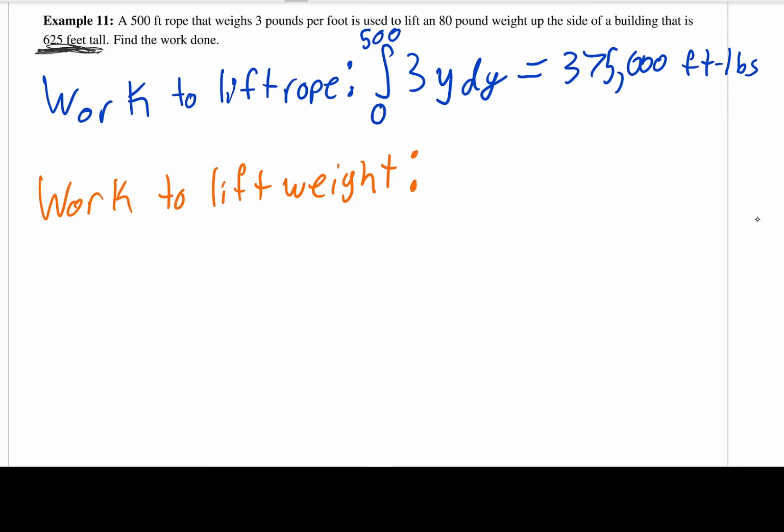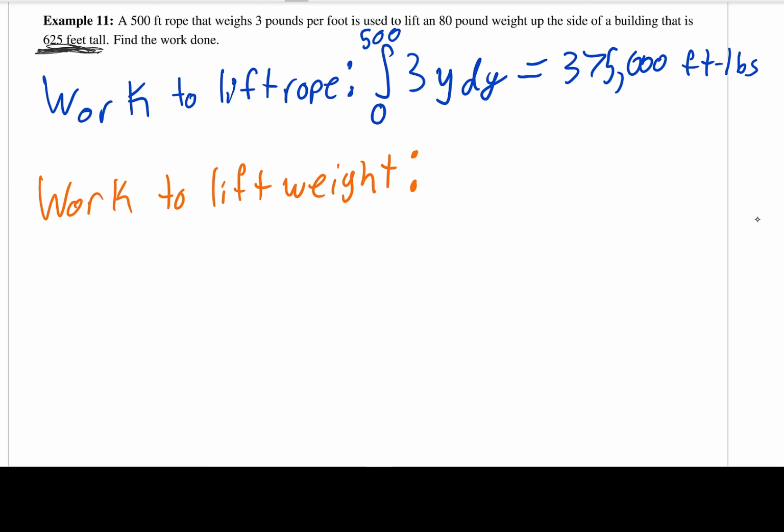Well, the work to lift the weight isn't too bad because this is a constant force, right? We have this weight, which is 80 pounds, and it doesn't change weight the entire time. Okay? It's not like the rope, where the rope will be changing, because once we have part of the rope at the top of the building, it's kind of like we take that weight off of what we had for the total weight of the rope.